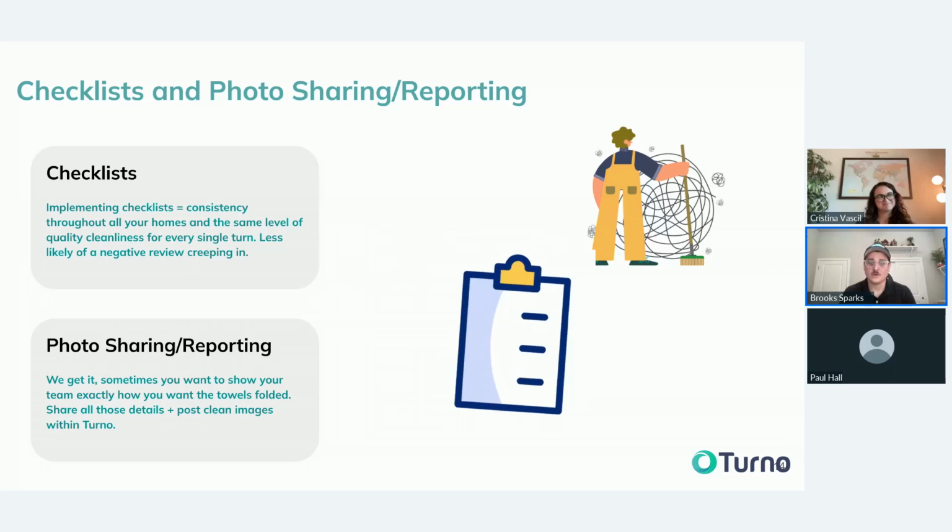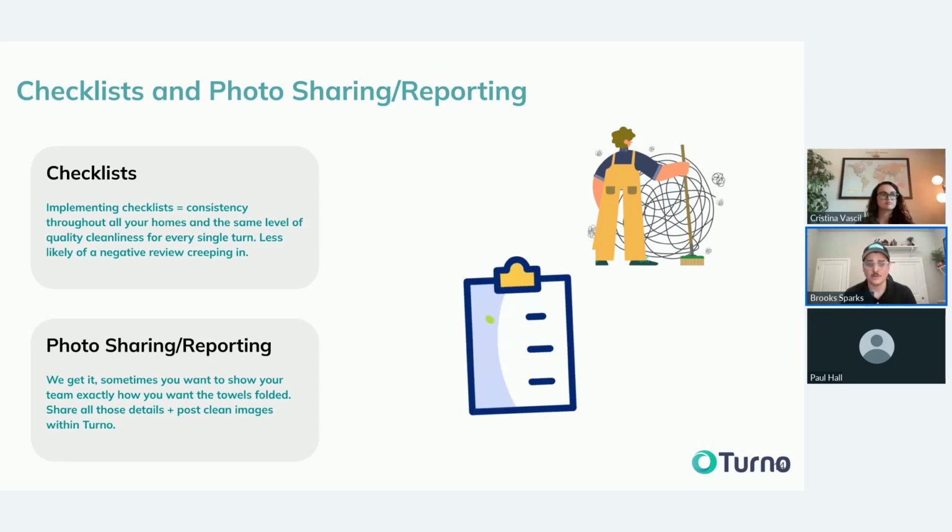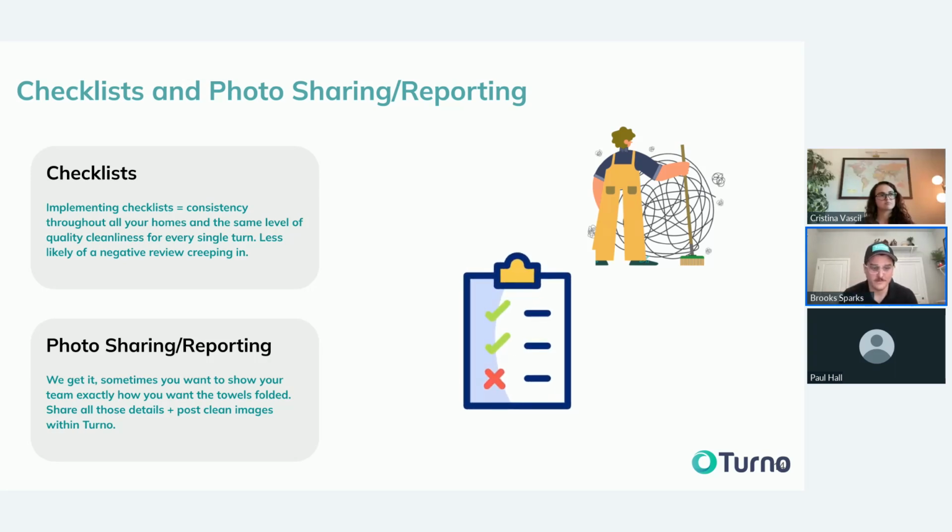And then also, in addition to the photo sharing that comes along with that checklist, you also can do some reporting within Turno. So the reporting is in the projects tab of Turno, and you'll be able to run reports and see how much you're paying cleaners, that sort of thing. You can even make some of them recurring reports monthly, which can be helpful as well.